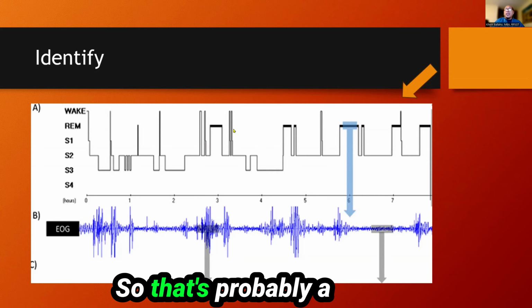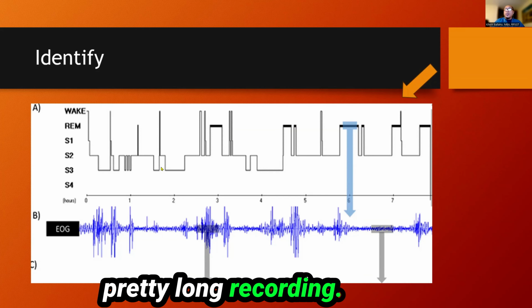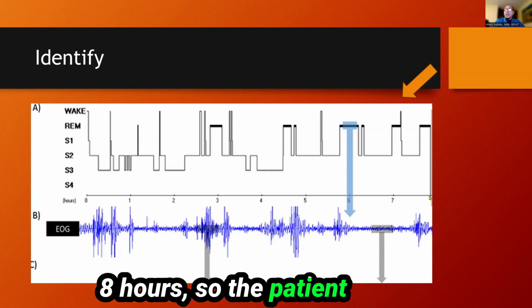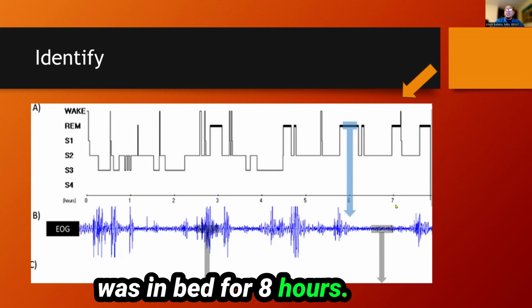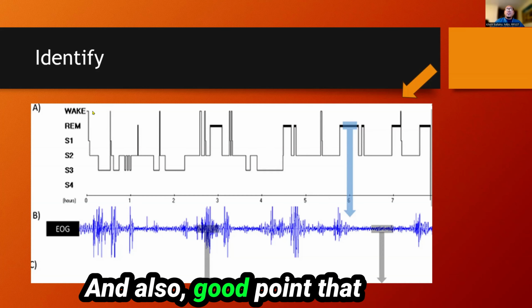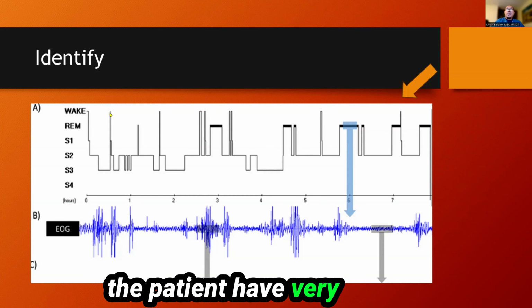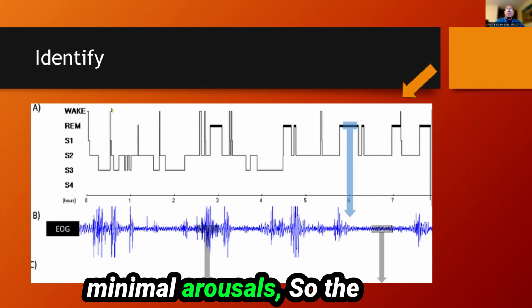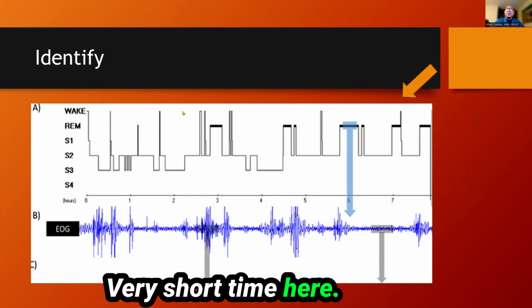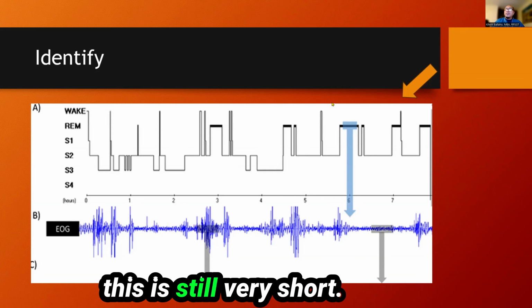Very good. So that's probably a pretty long recording, from 0 hours to 8 hours. So the patient was in bed for 8 hours. Sheesh, I wish I could be in bed that long. And also, good point that the patient had very minimal arousals. So the wake here is around here, very short time. If you put this together, this is still very short.